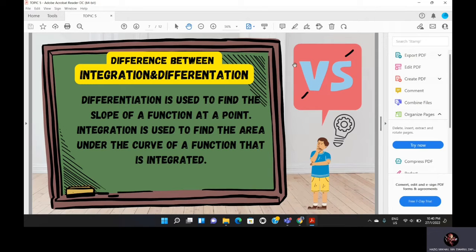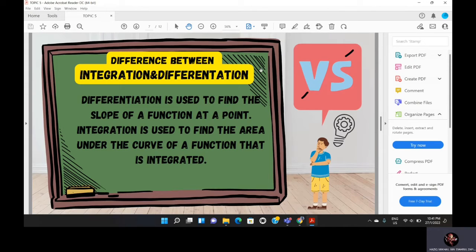The integration and differentiation have a difference between them, which is that differentiation is used to find the slope of a function at a point. Integration is used to find the area under the curve of a function that is integrated.